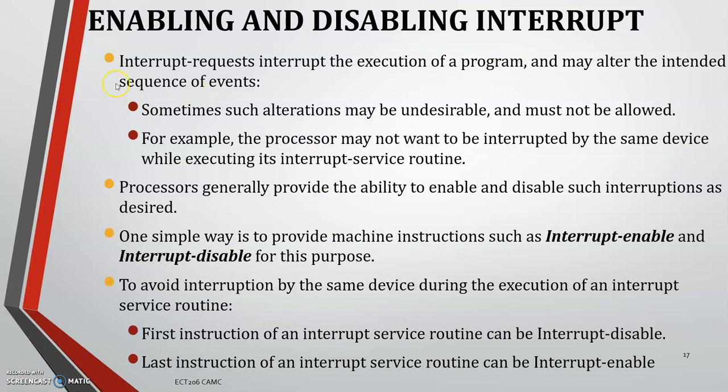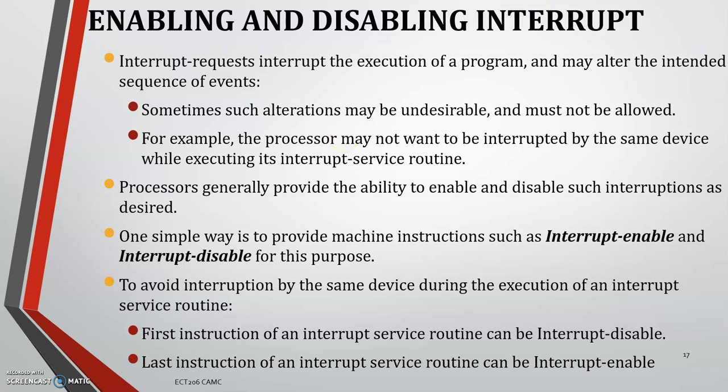Enabling and disabling of interrupts. When an interrupt request comes, it interrupts the execution of a program and may alter the intended sequence of events. Sometimes such alteration may be undesirable and must not be allowed. For example, the processor may not want to be interrupted by the same device while executing the interrupt service routine. So the processor generally provides the ability to enable and disable such interruption as desired.